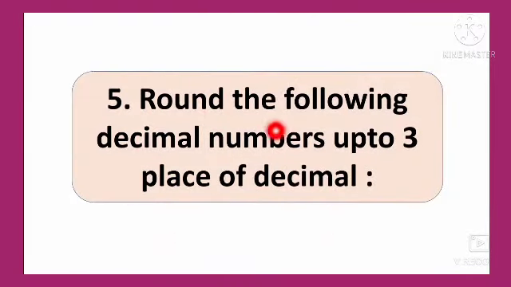Fifth problem. Round the following decimal numbers up to 3 places of decimal. 1 place of decimal means round to the nearest 10th place. 2 places of decimal means round to the nearest 100th place. Here, 3 places of decimal is given. It means round to the nearest 1000th place.